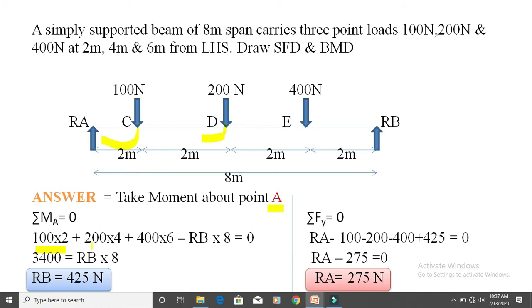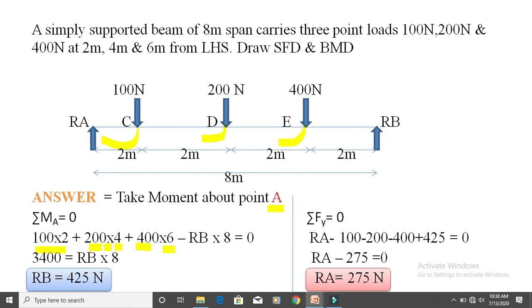Moment means force into perpendicular distance. So the force value is 200 into distance, A to D distance is 4 meters. So write here 4. Then consider the third force, that is 400 Newton, which is also going in clockwise direction. So the force is 400 and the distance from the 400 load to A is 6 meter, 2 plus 2 plus 2, that is 6 meter.